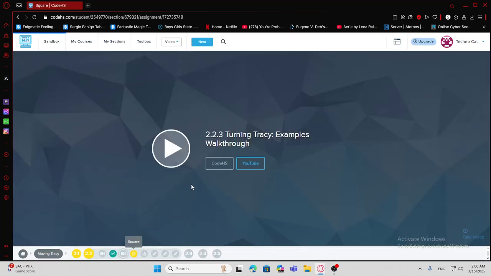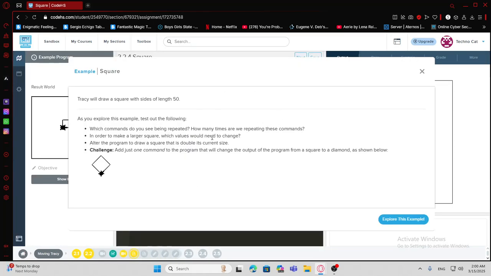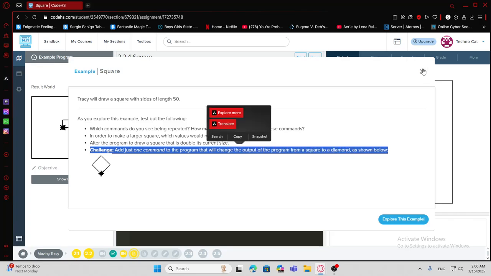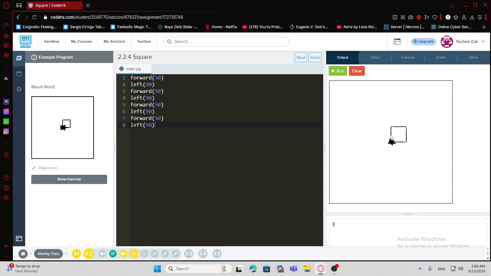So yeah, as I was saying, this is just showing us that Tracy can make other stuff than just circles. There's a little bit of a challenge here. Just one command to the program that will change the output from a square to a diamond is shown below. And in case you didn't know, the difference between this and a diamond is just that the diamond's a little bit tilted to the side. So I'd say about 45 degrees. Let's do right. Yep, there you go.